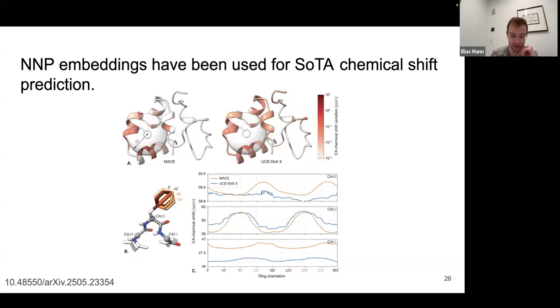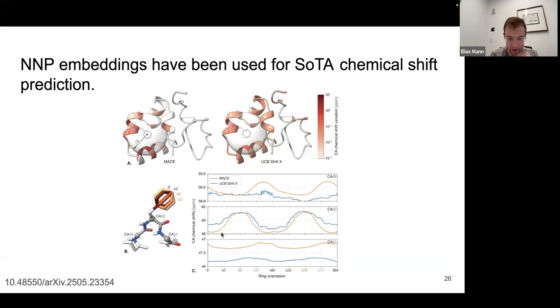NNP embeddings pretty much meaning, at the end of your model, you have your energy prediction. If you chop the head off, and you do a transfer learning thing where you really just have the hidden states of all of your nodes before you do your energy prediction, you have a rich representation of what is going on on the potential energy surface in that area. So one thing that they've done is they've used NNP embeddings to get snapshots of areas of proteins and then train a simple graph convolutional network to predict things like chemical shift.